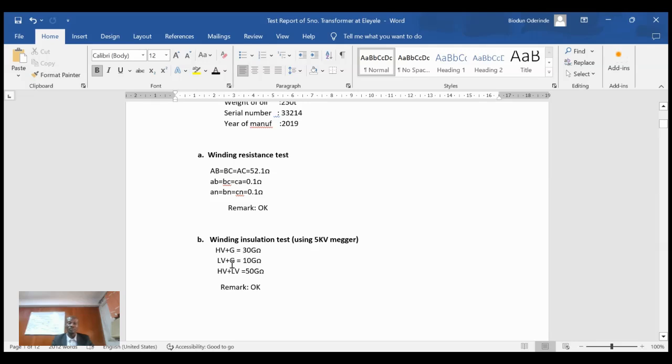Also, we have LV to ground, the same thing. One of the probes, the red probe, will be clipped to the secondary winding, while the black probe will be clipped to the body of the transformer, anything on the body of the transformer, and you start the test.